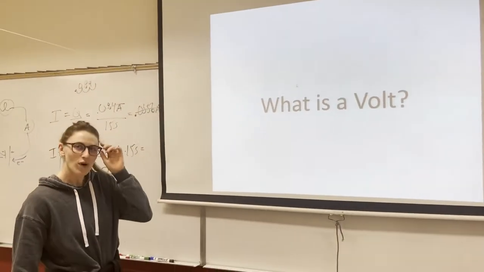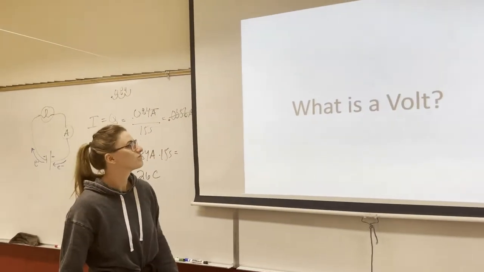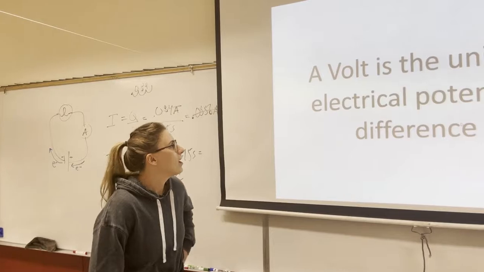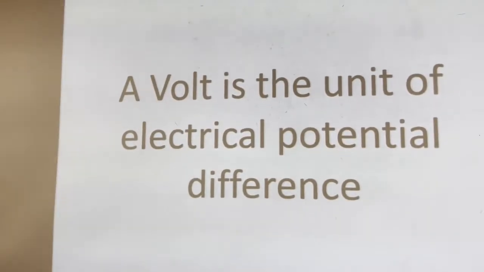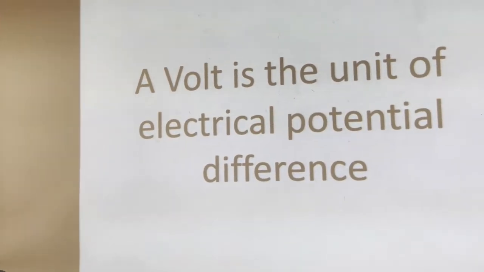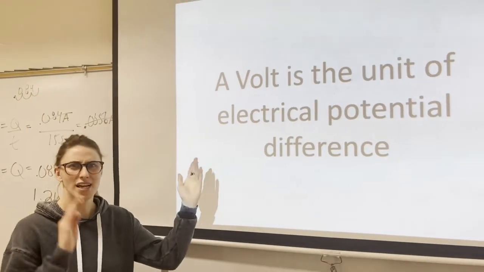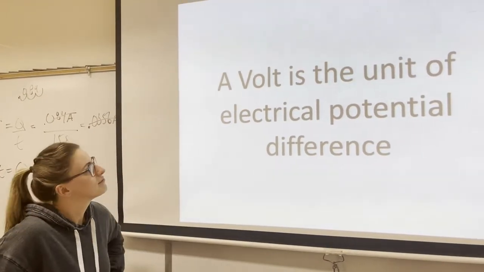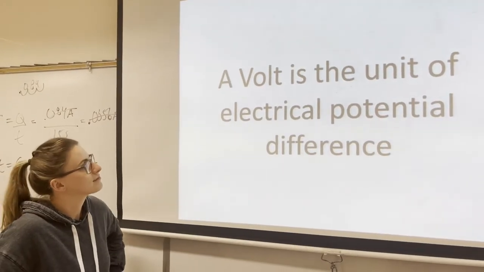Okay, so what is a volt? We talked about this. A volt is the unit of electrical potential difference. Why does it have the word difference in there? Because it's the change from one side to the other. Right? From one place to another, the difference in electrical potential energy.